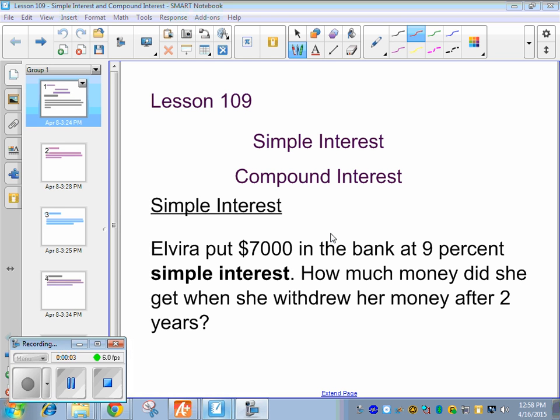So we've got simple interest and compound interest, and you have to read the problem in order to know which one you're doing. It will say in the words of the problem whether you're doing simple interest or compound interest. So we're going to start with simple interest.